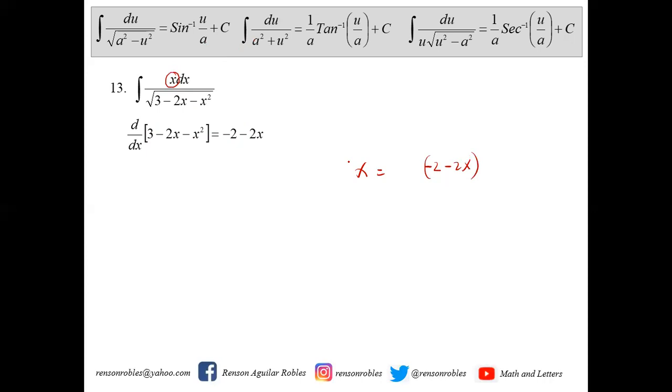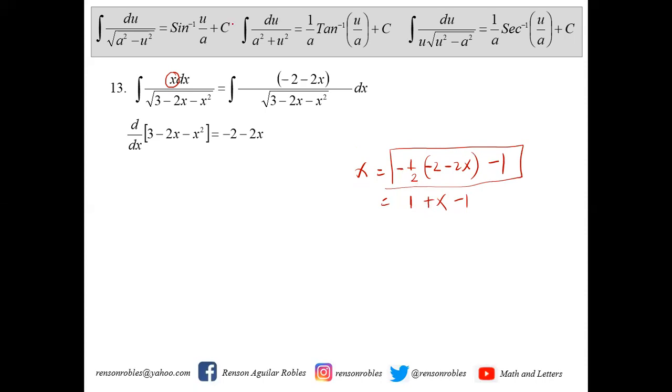In order for us to have x, I just multiply this by negative 1/2 to make it positive x. Negative 1/2 times negative 2 is equal to 1, and negative 1/2 times negative 2x is x. We now have x, so we need to subtract 1. So the expression negative 1/2 times the quantity negative 2 minus 2x, minus 1, is actually equal to x. So we multiply this by negative 1/2, and then we subtract 1.